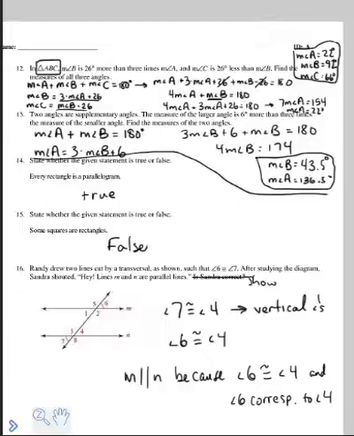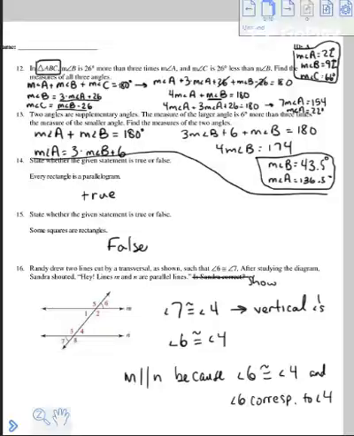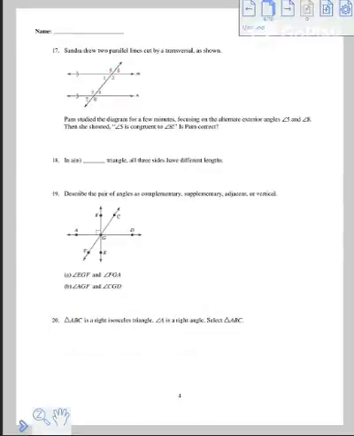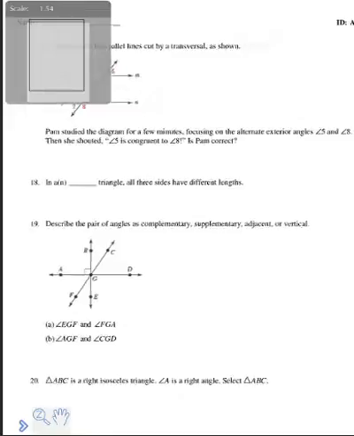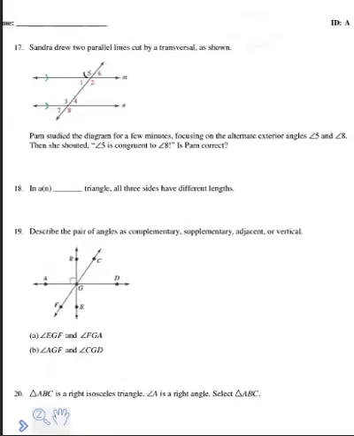Angle 6 is corresponding to angle 4. That was one of the theorems we learned about in the book and during our discussion, that if you can show that corresponding angles are congruent, that means the lines are parallel. So now we're trying to prove that measure of angle 5 is congruent to the measure of angle 8, alternate exterior angles.